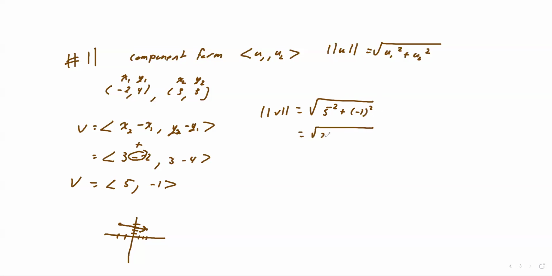So 5 squared is 25, and negative 1 squared is 1. Then 25 plus 1 is 26. They do ask that you simplify if you can, but 26 only breaks down to 2 and 13, which can't go any further. So here is your magnitude of V. Remember, magnitude would be the distance. So the distance of this vector would be the square root of 26.